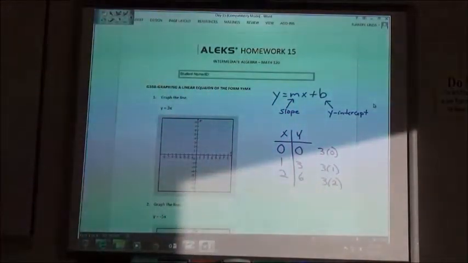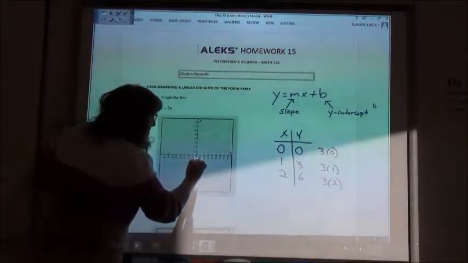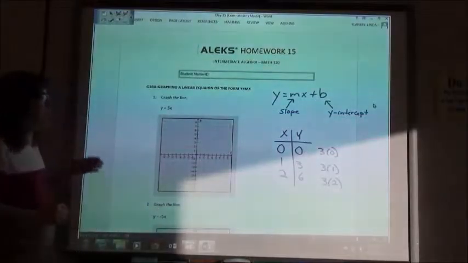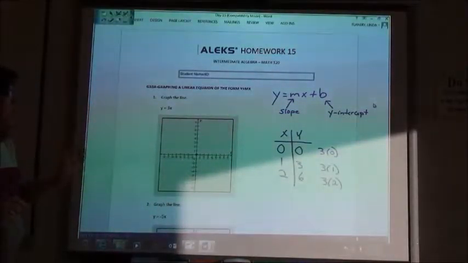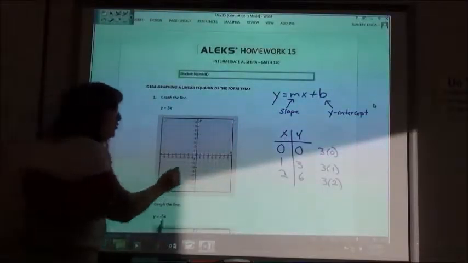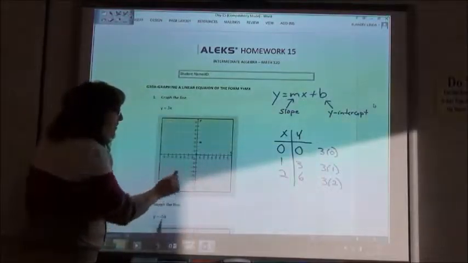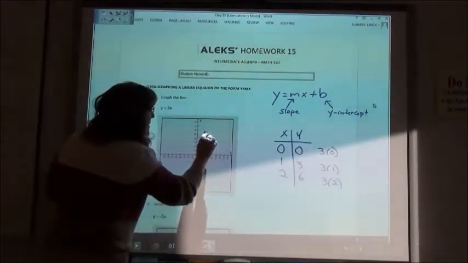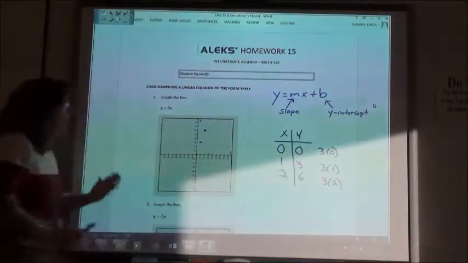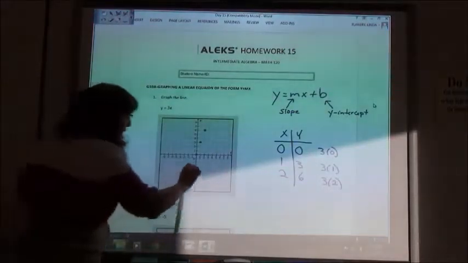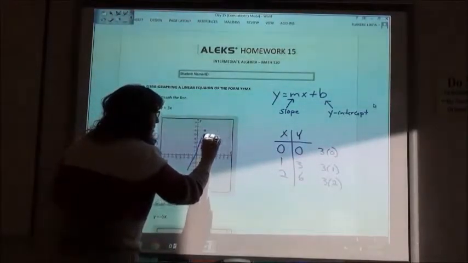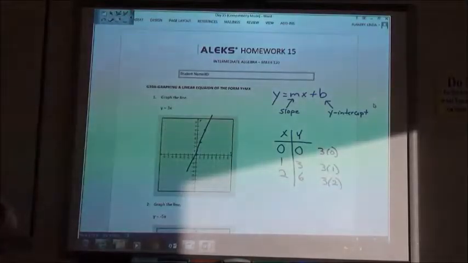I'm then going to plot those 3 points. So 0, 0 should be right in the middle. When I plot the point 1, 3, I'm going 1 in the x direction, so 1 to the right, and 3 in the y direction, so 3 up. So 1 over and 3 up, there's my next dot. And then I'm going to go 2 over and 6 up. When I connect those dots from left to right, on Alex it's going to make you do the ruler so the line's nice and straight.